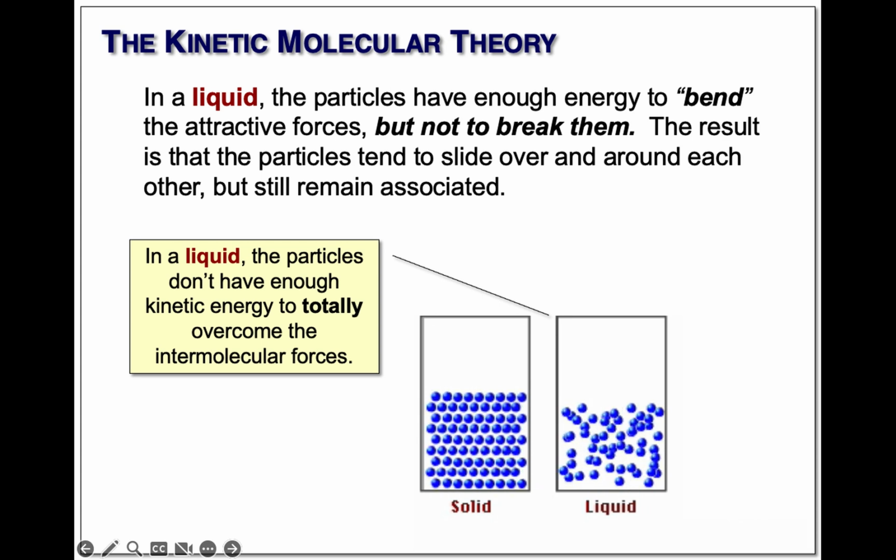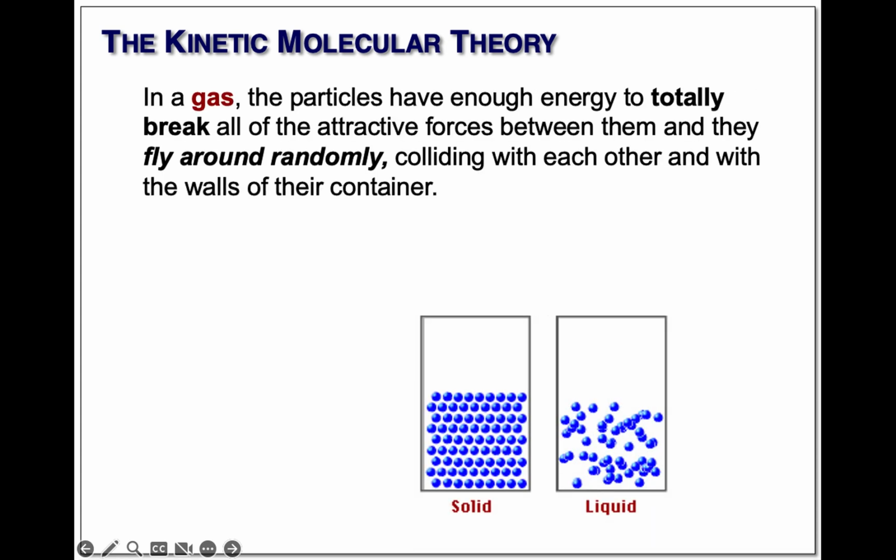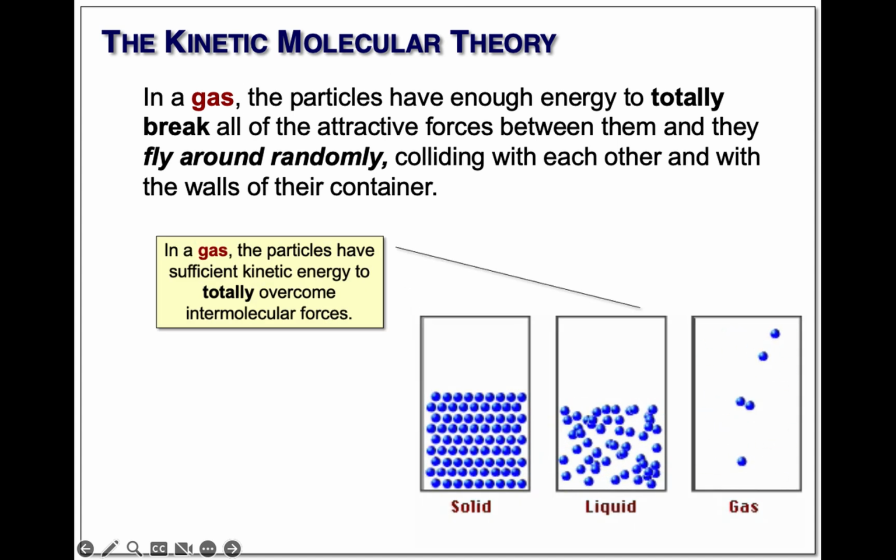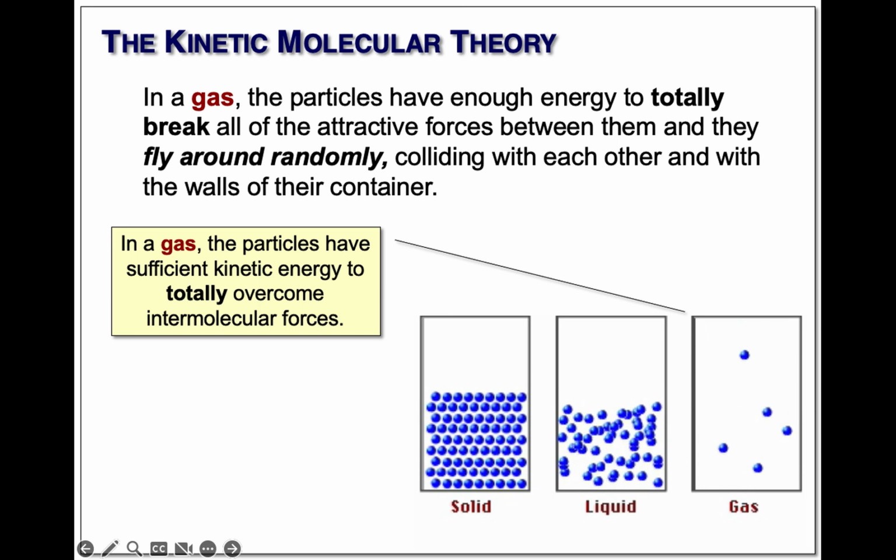Finally, if we put energy into the liquid, we move to the gas phase. In the gas phase, we have particles that move randomly, bounce off the walls of the container, off of each other. They have enough energy to totally overcome attractive forces. A couple things to note about the gas. First of all, they're just bouncing around like crazy. They move very quickly. They have lots of inherent energy. They bounce off the walls, and there's a lot of space in between them. We'll see that this bouncing off the wall is a very important part of the gas laws.